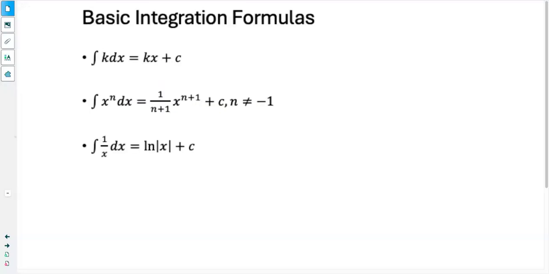Now, some basic integration formulas. If we have the integral of a constant times dx, that's just going to equal a constant times x plus c. If we have the integral of x to the power of n dx, then that ends up being 1 over n plus 1 times x to the n plus 1 plus c. Now we can see with both these examples, if we take the derivative of what's on the right side, we get what's on the left side. Same as our integral of 1 over x with respect to x is equal to the natural logarithm of x plus c.